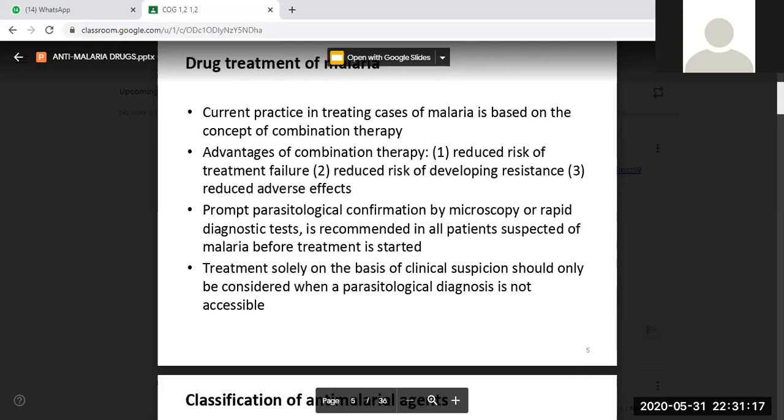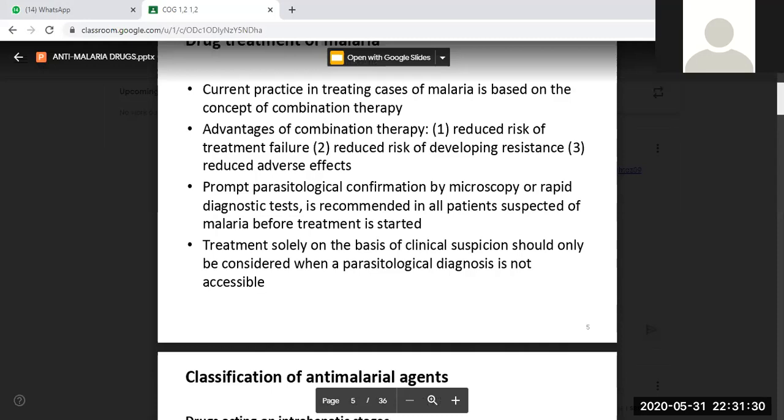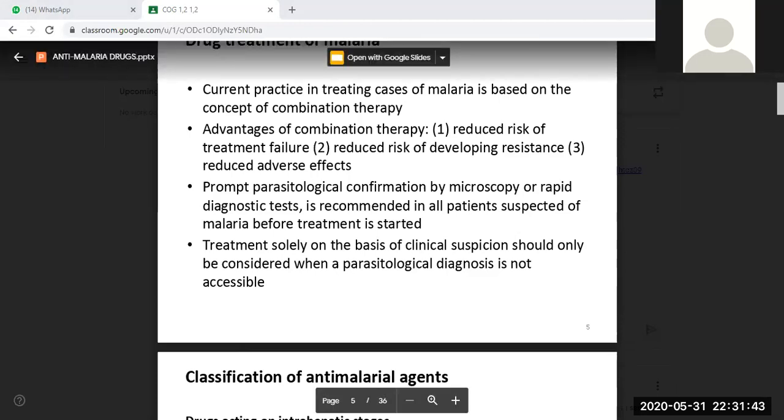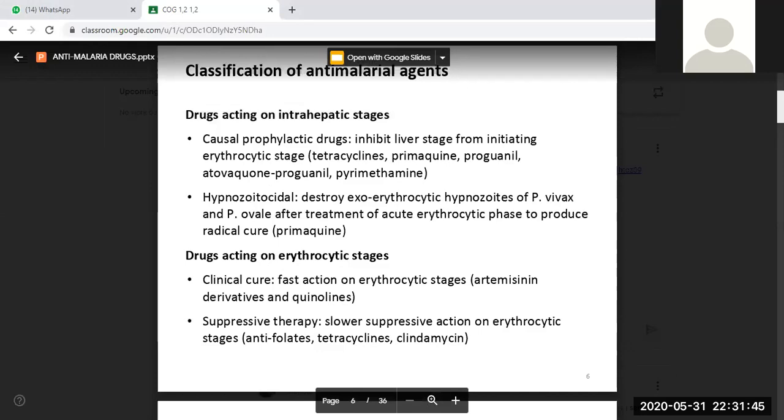Treatment solely based on clinical suspicion should only be considered when parasitological diagnosis is not accessible. So when you find yourself in a situation where you cannot do parasitological investigations, okay, for example, you cannot do the blood smears, you cannot do the RDTs, you can use your clinical suspicion, meaning you use the signs and symptoms, the common signs and symptoms of malaria to make a diagnosis, and then you start the treatment.